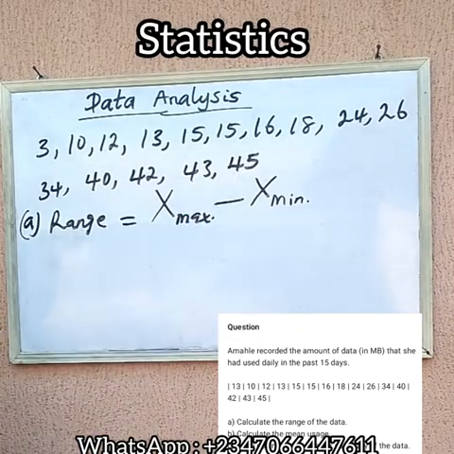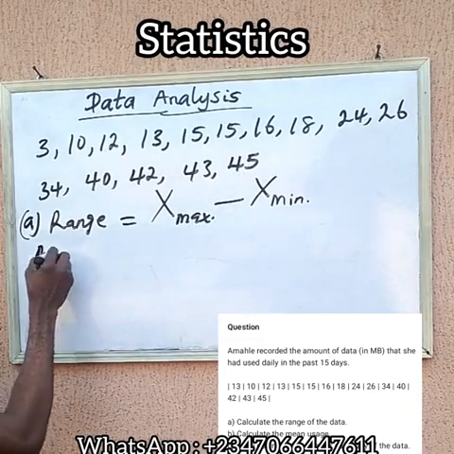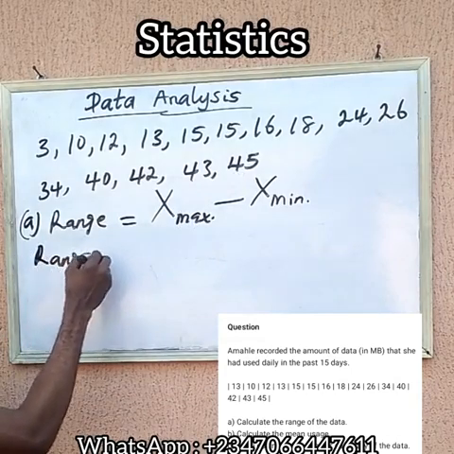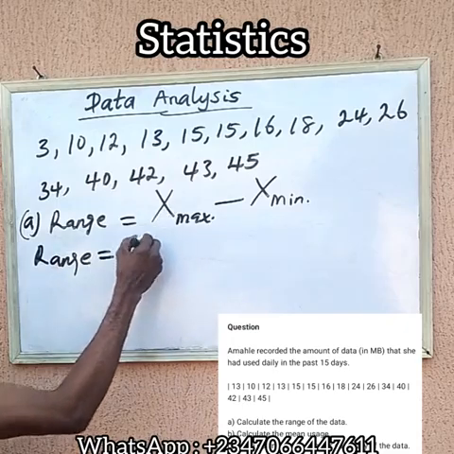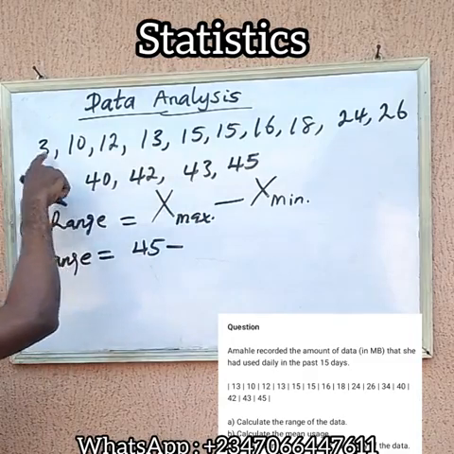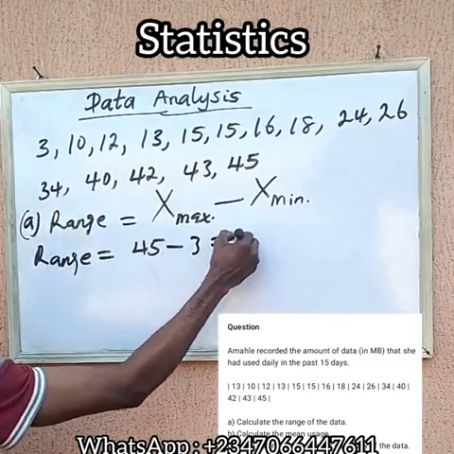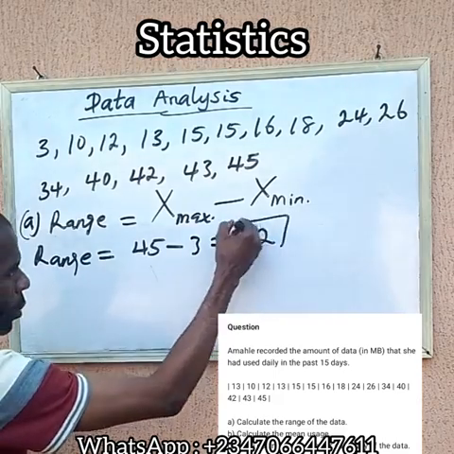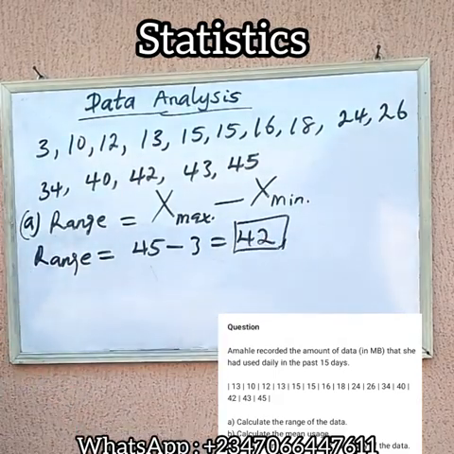45. So which means your range now is equal to the maximum, which is 45, minus the minimum here, which is 3. So therefore the range is 42. So this is our answer to this. So that's for the A part.